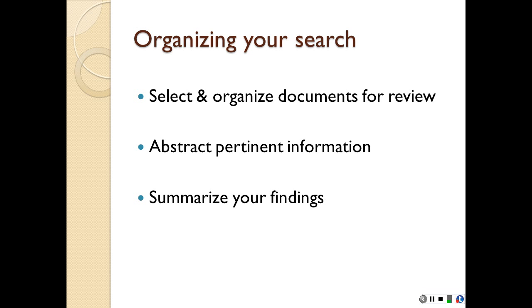So then, once you have pulled the full article, when I say abstract pertinent information, that means you read the article and you pull out the information that you think is important. Then you can summarize your findings. And when you've done this for several articles, you can say, okay, all the information seems to be consistent, or you can say, oh my gosh, everybody comes to a different conclusion. Why is that? But until you read the articles, you will not know.